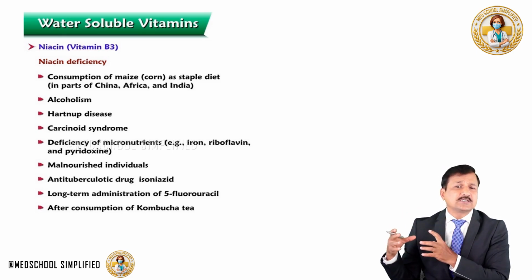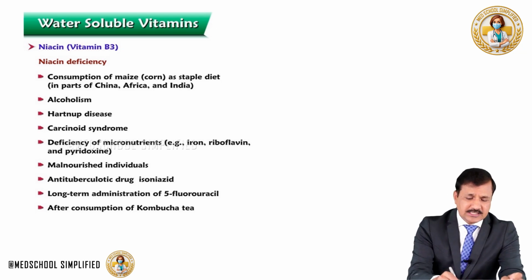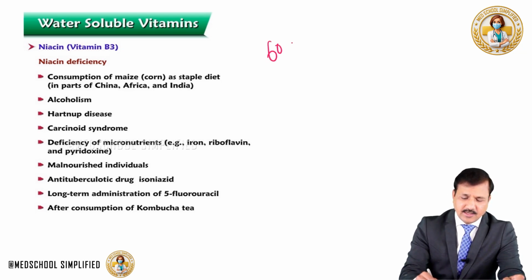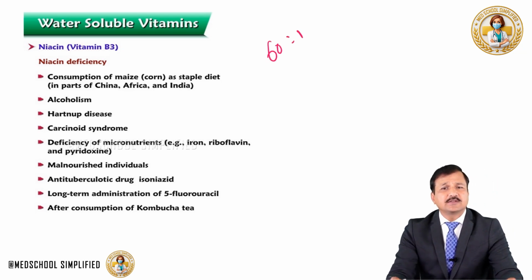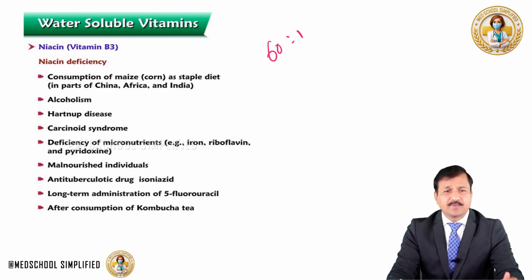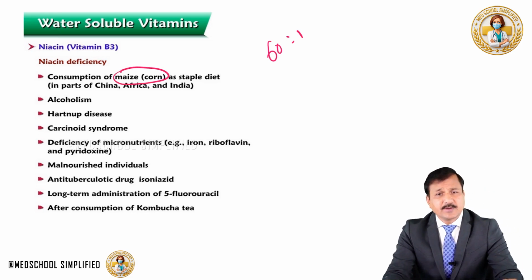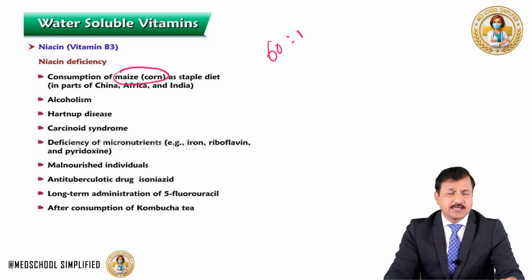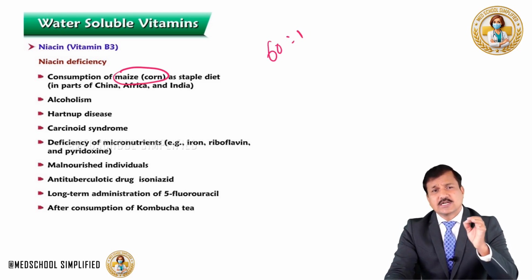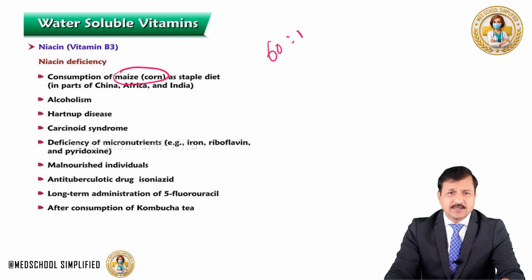So, we have less tryptophan coming from maize or corn, and that means less niacin is made, because 60 milligrams of tryptophan equals 1 milligram of niacin. That means lack of tryptophan means lack of niacin in the body. That is why consumption of maize or corn as a staple diet can put somebody at risk of niacin deficiency. This is the dietary cause.